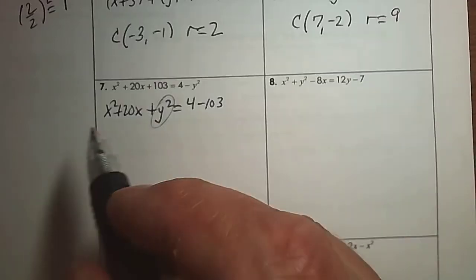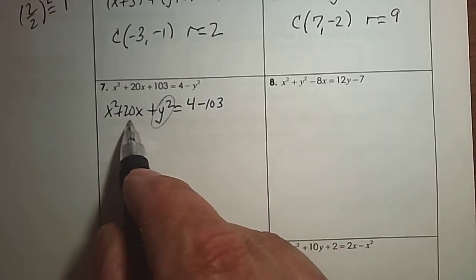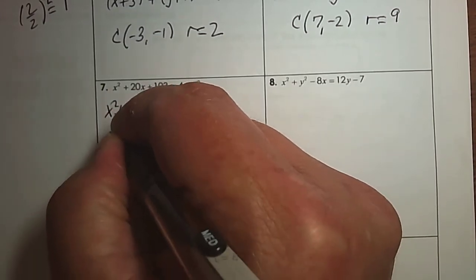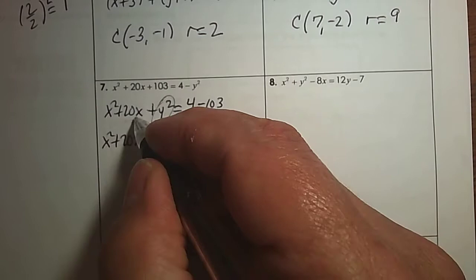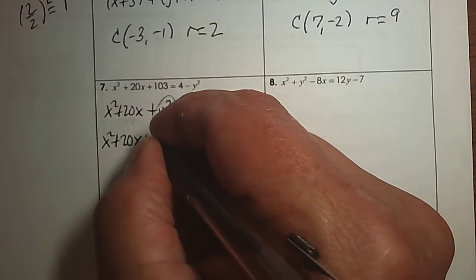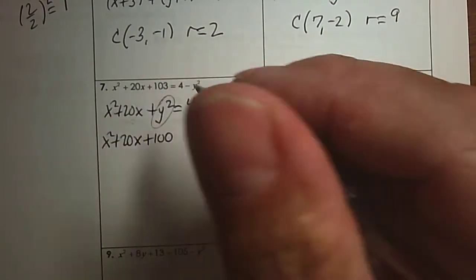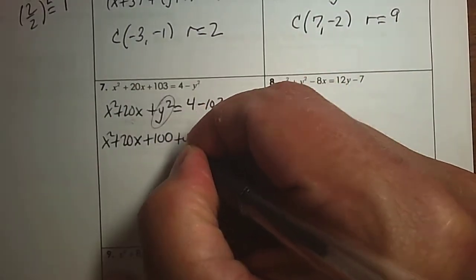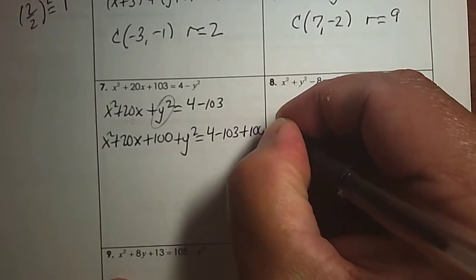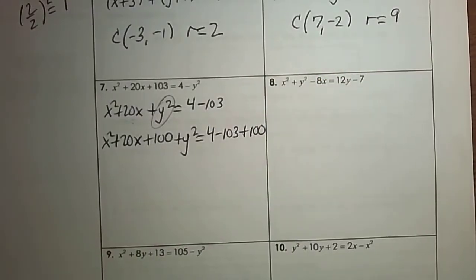So the only one I need to complete the square for is x, because there's a linear term connected to x squared. So how do I complete the square? What number do I add? So divide by 2 and square it. So 20 divided by 2 is 10, and if you square it, that's 100. The y, I don't need to mess with. And then on the right side, I got to make sure I add 100, like I added 100 to the left.